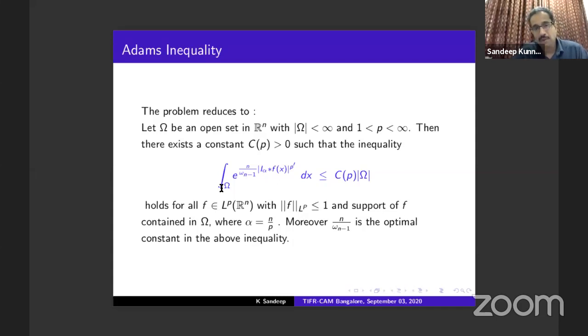So the first step is just that he rewrote the Adams inequality, whatever he wanted to prove, in terms of this convolution type inequality. It's only a way of writing it, and the problem reduces to proving estimates on the convolution inequalities. But that again doesn't make the problem one-dimensional. It's still a problem in several variables. Now, how do you reduce the problem to one dimension?